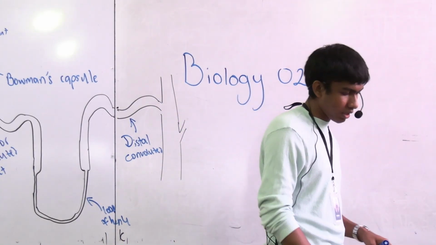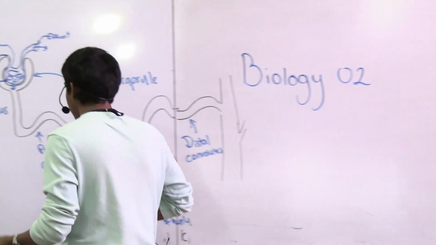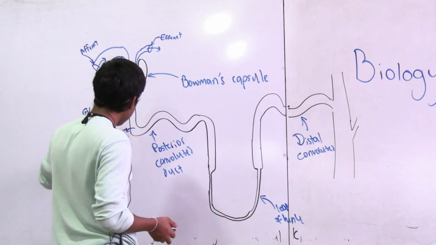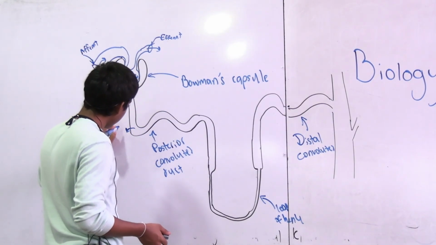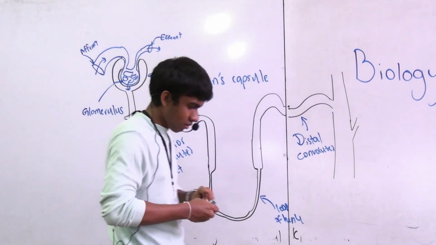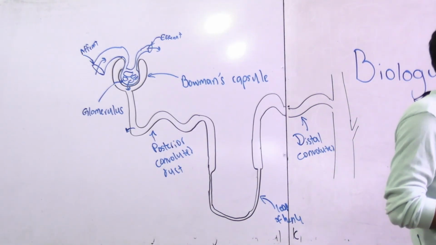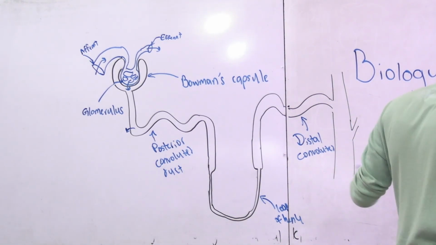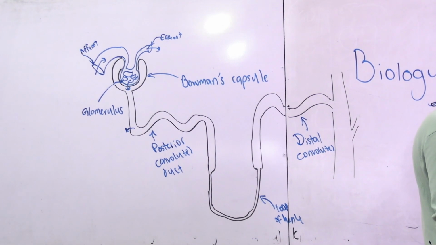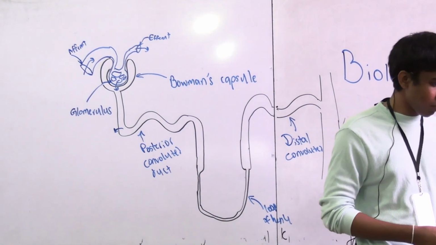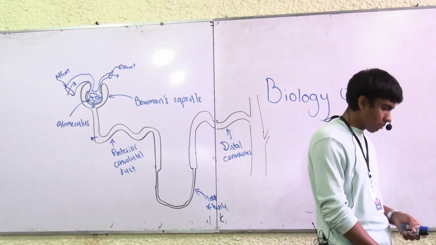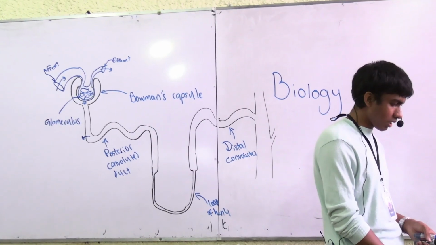So what does get filtered is glucose. Glucose enters into the Bowman's capsule, but then it is later reabsorbed. We call that process selective reabsorption back into different blood capillaries. There are different blood capillaries like peritubular capillaries and vasa recta. They are also explained in A-level. They reabsorb important nutrients and minerals back into the body, right? So the answer for that is glucose.